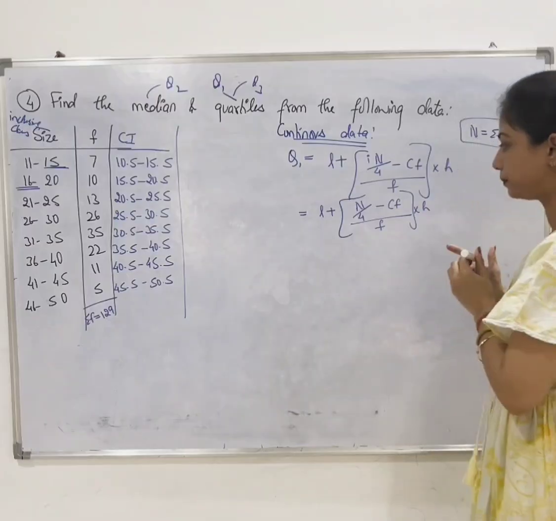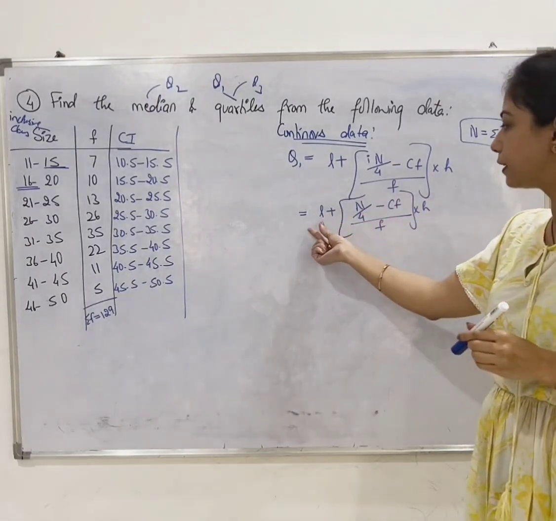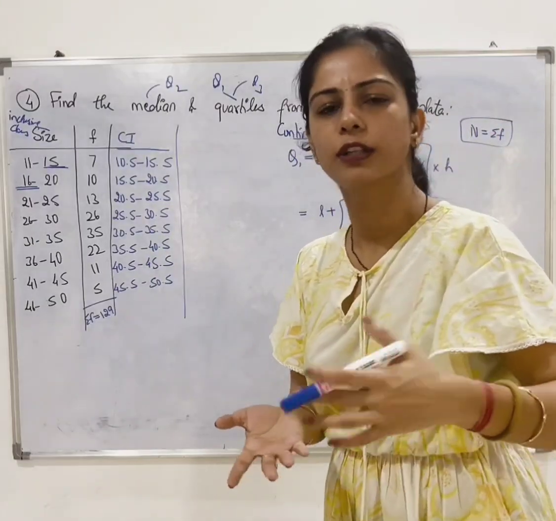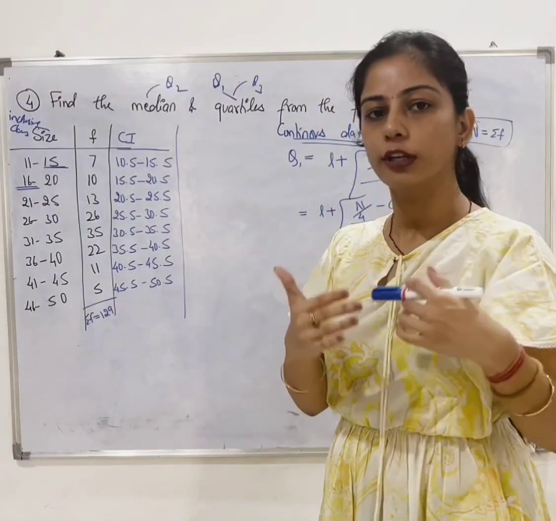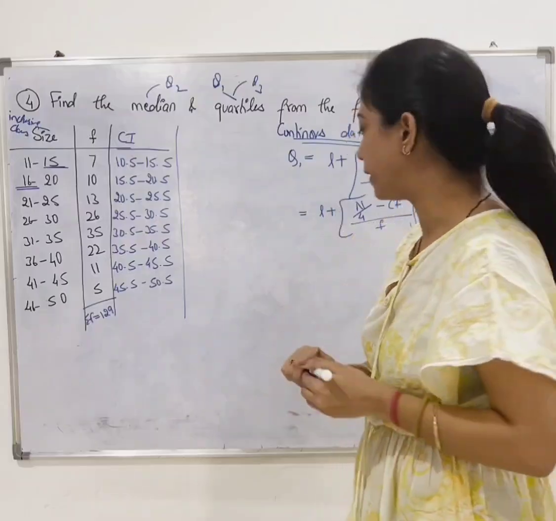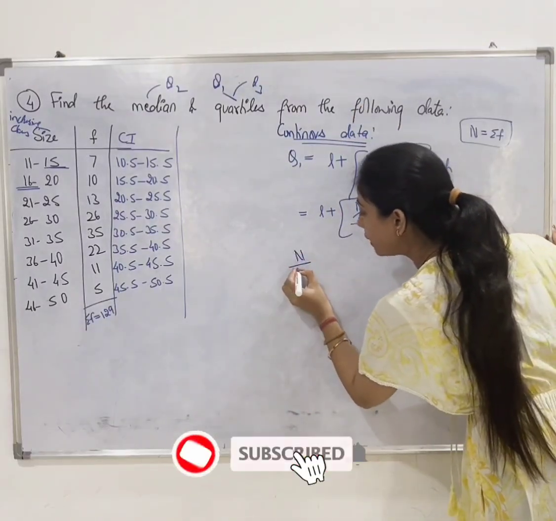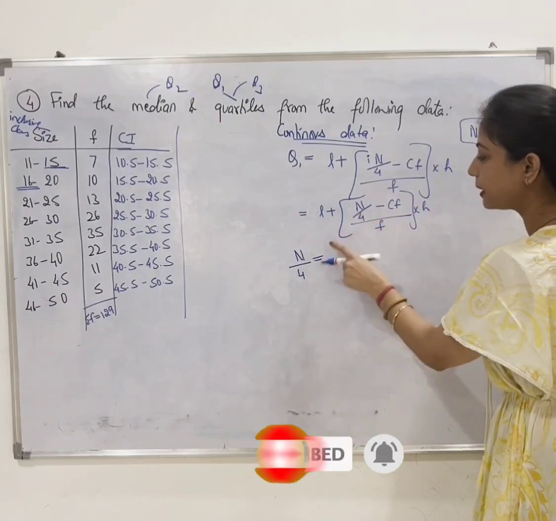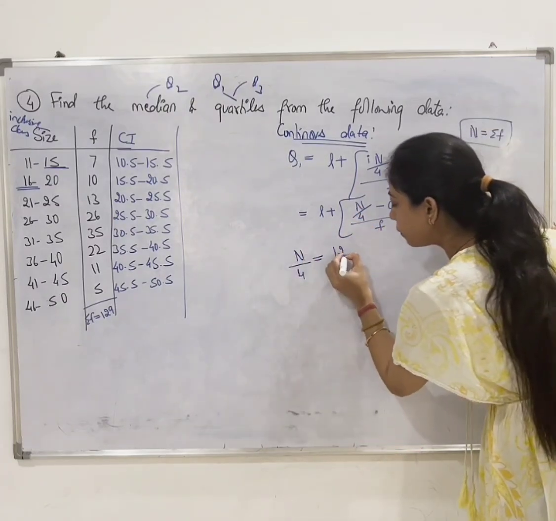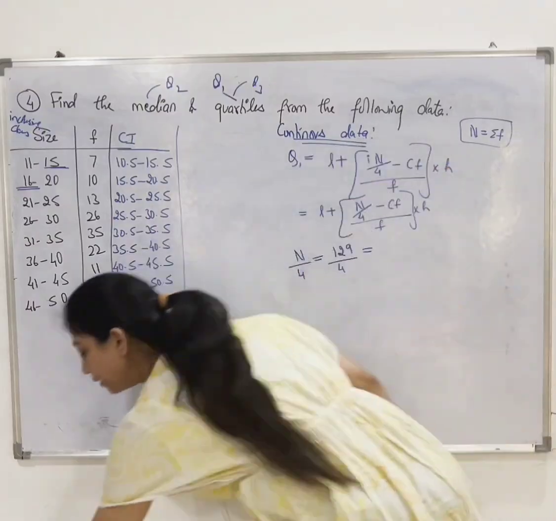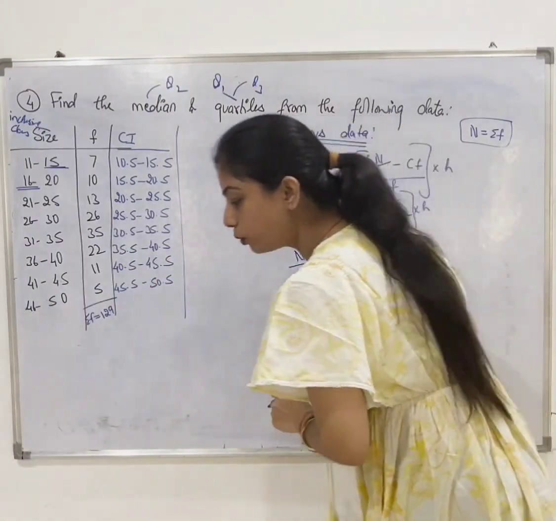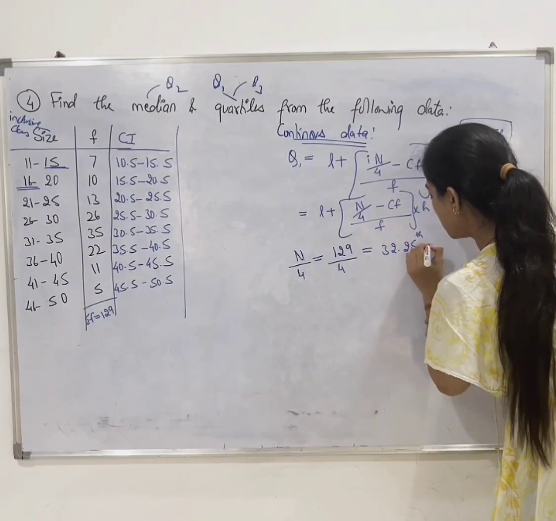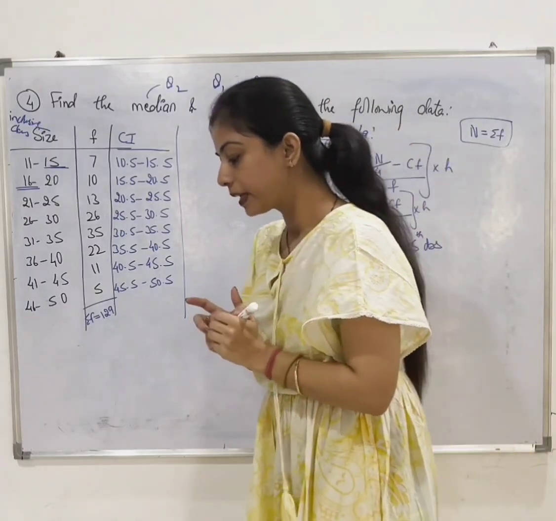Now, in order for us to get the lower limit, CF, F and H, we need to get the quartile class or the median class as asked in the question. So in order to get that, what is step number 1? First, we need to find the value of N by 4. N by 4 is nothing but 1. So I have just not written here and multiplied and written directly N by 4, which is nothing but 129 upon 4. So the value of this is 32.25 observation.